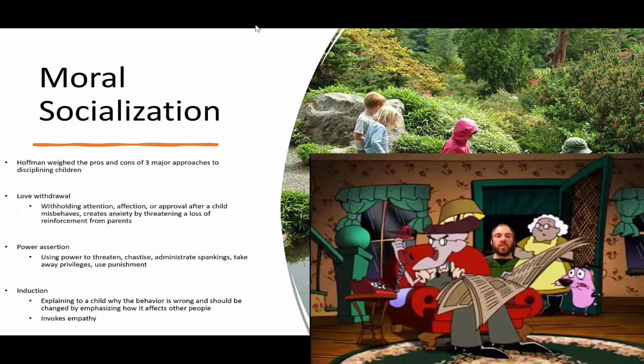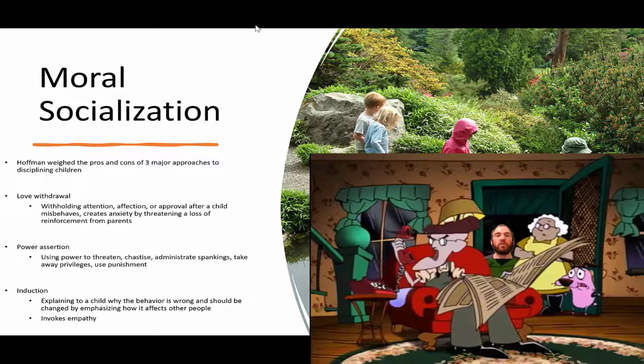Moral socialization. Hoffman weighed the pros and cons of three major approaches to disciplining children. Love withdrawal, which is withholding attention, affection, or approval after a child misbehaves, creates anxiety by threatening loss of reinforcement from parents. Power assertion, using power to threaten, chastise, administer spankings, take away privileges, use punishment. And induction, explaining to a child why the behavior is wrong and should be changed by emphasizing how it affects other people, which invokes empathy.